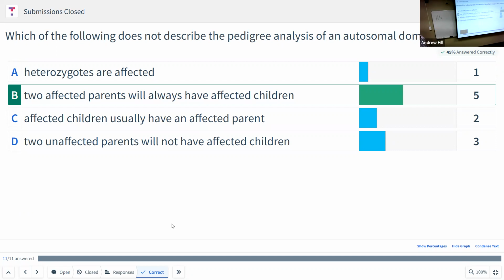Affected children usually have an affected parent. Yeah, that's true. It's rarely, these things might arise by mutation, so it's possible, but usually if you have, say, someone with Huntington's disease, it usually comes from somewhere. So it's usually from the parent, at least one of the parents, right? Two unaffected parents will not have affected children.